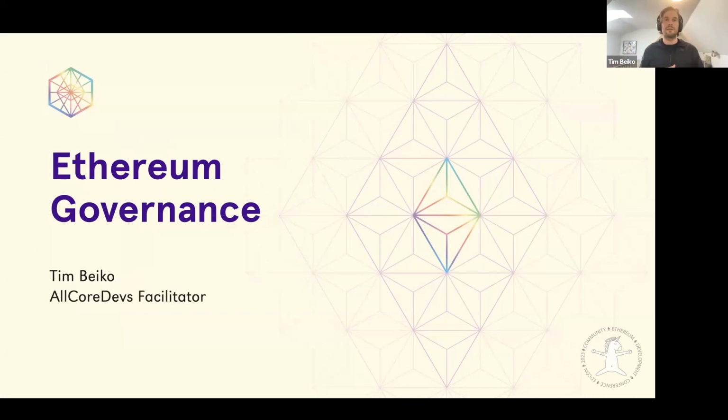And today, I want to take some time to talk about my view of how Ethereum governance works. It's a subject for which there's not a lot of great resources, and so hopefully going through it helps paint a picture of how things are actually done on Ethereum.